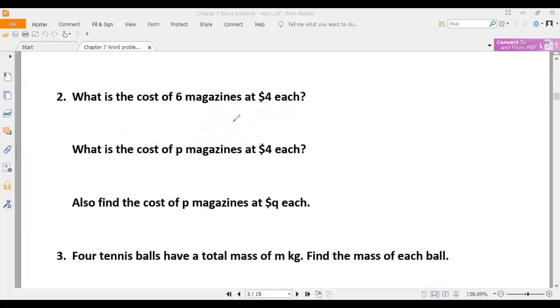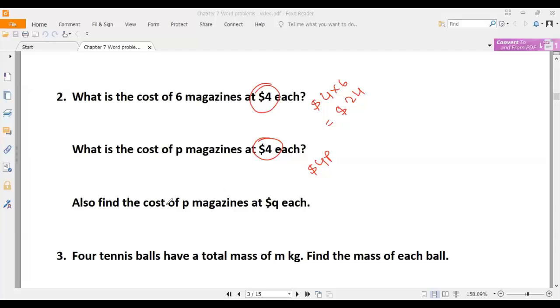Now, number two says, what is the cost of 6 magazines at $4 each? That means the cost of one magazine is $4. Then the cost of 6 magazines will be 4 multiplied by 6. That will be $24, just by using the unitary method. Similarly, what is the cost of P magazines at $4 each? So if the cost of one magazine is $4, the cost of P magazines will be $4P.